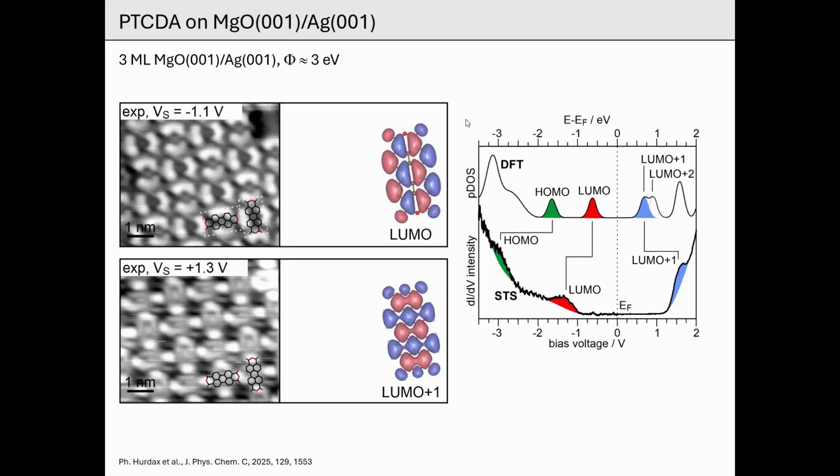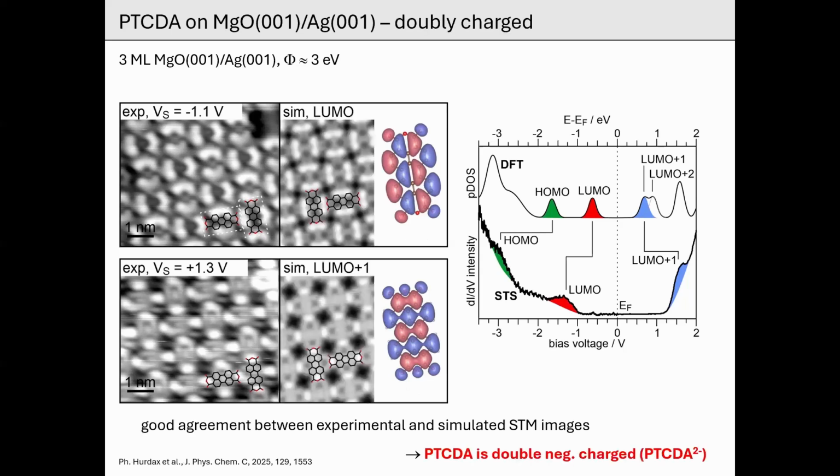Here are the representations of the gas phase orbitals, LUMO and LUMO plus 1, and actually you would have a hard time comparing this and saying this is the same. But of course, if we do STM simulations for the system supported on magnesium oxide, then we actually get very, very good agreement between simulations and the experimental STM images. So it seems that the PDCDA molecule is really double negatively charged on this substrate.